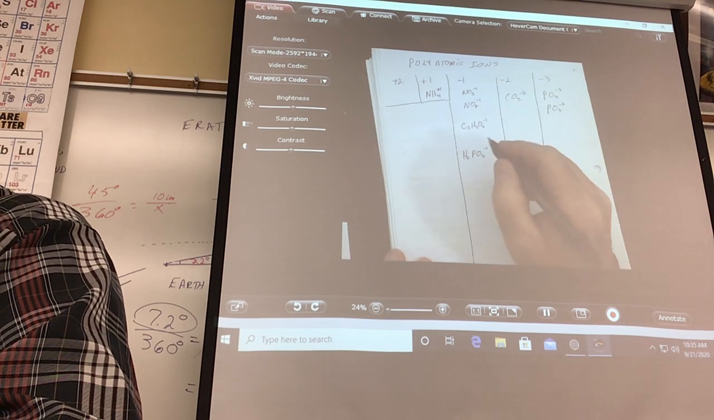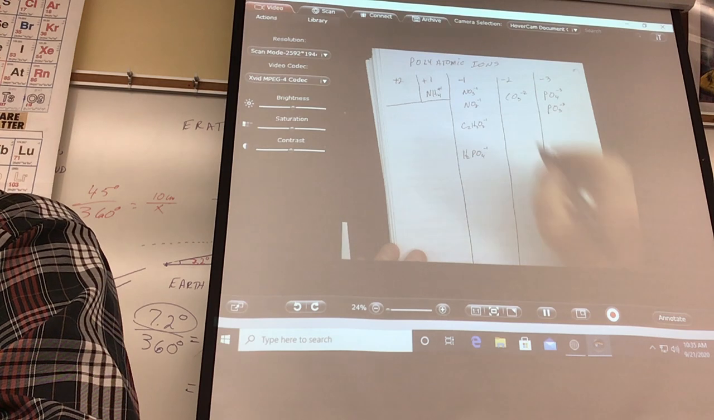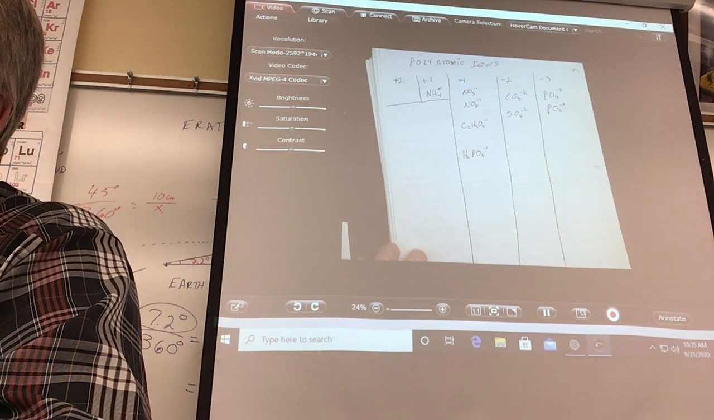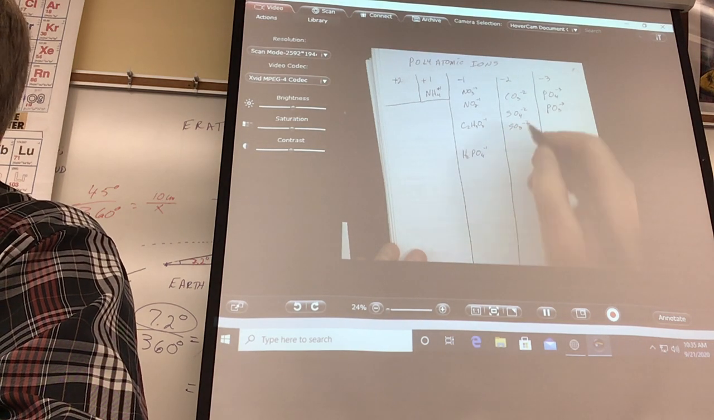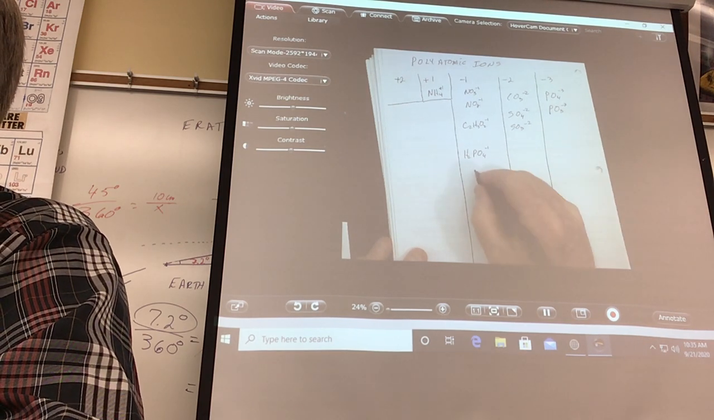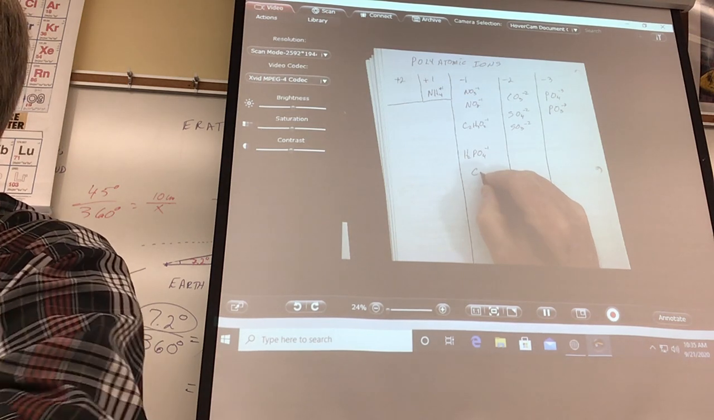All right, keep it on a roll. Keep going. Calvin: sulfate, -2, SO4. Very good. So I tested for... Oh, you guys are smart. I knew you were. Cyanide, -1. What is cyanide?